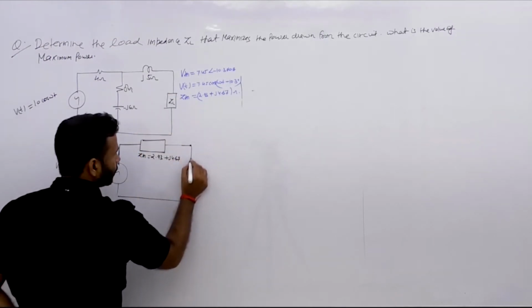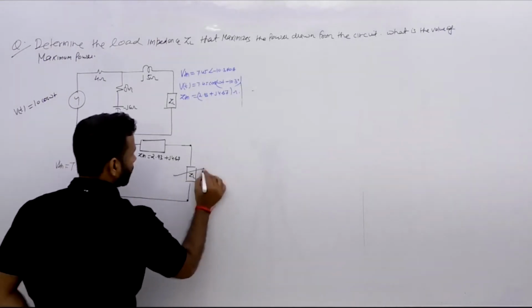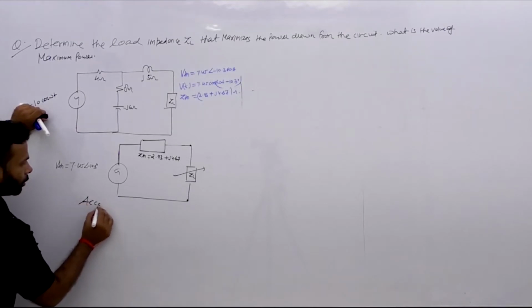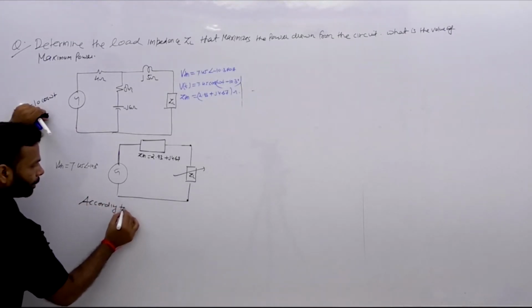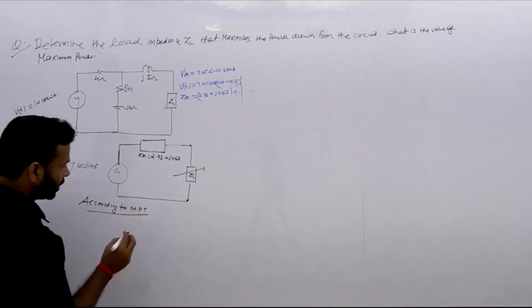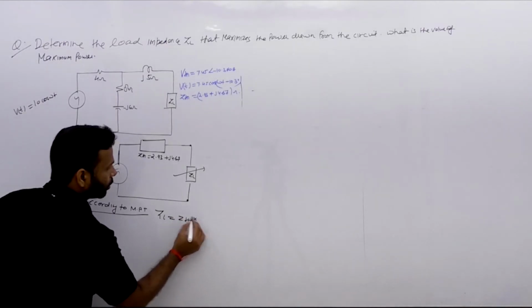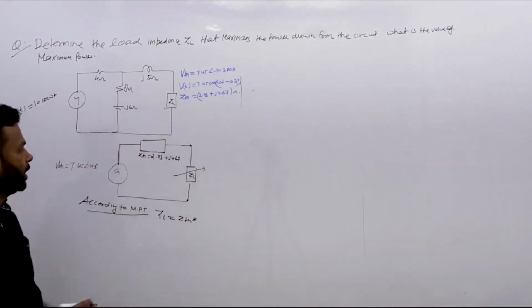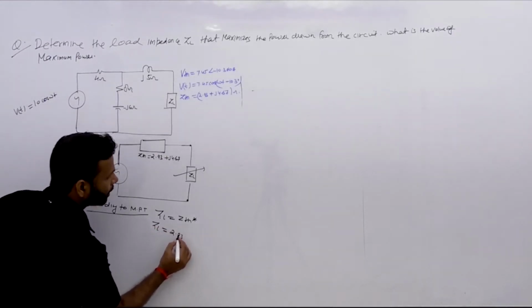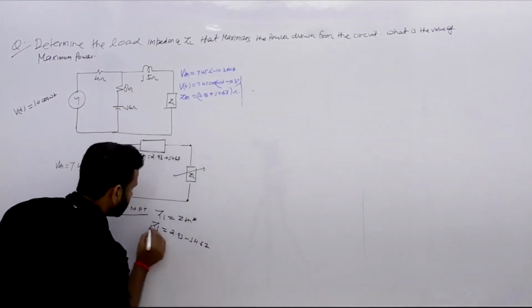That is the load here. If you see, the load is variable, and according to the maximum power theorem, MPT, what is the condition? ZL should be equal to ZTH complex conjugate. Now you have calculated the ZTH, so your ZL is equal to 2.93, real part as it is, and minus of the imaginary part. So this is your ZL.